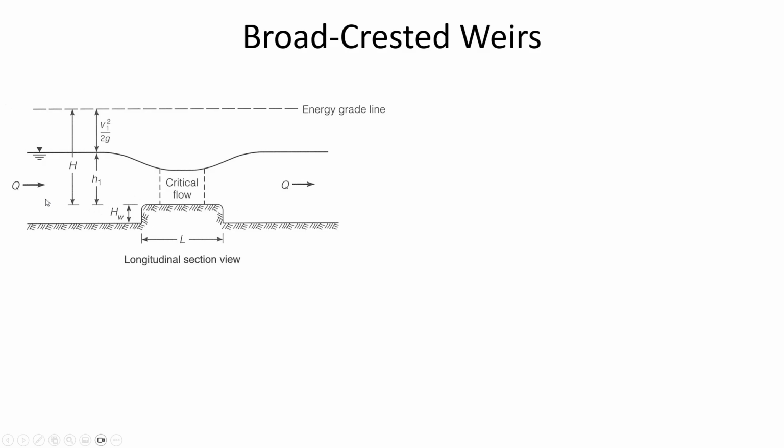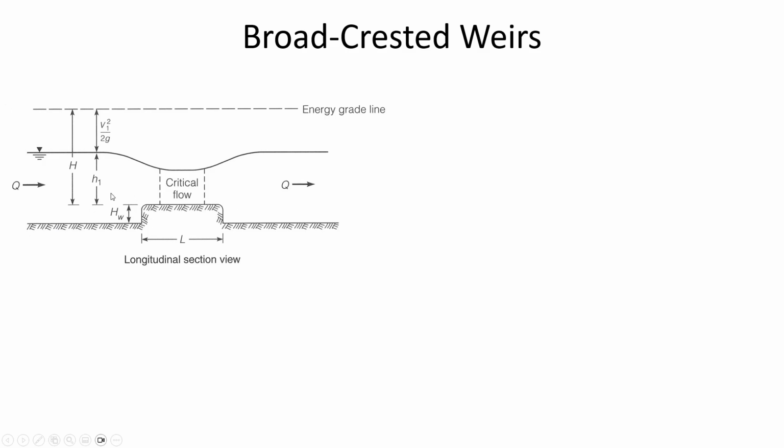But even though it pools briefly upstream, when we introduce this obstruction, the flow rate Q isn't changed. It's just flowing at a deeper depth than it ordinarily would have without the broad-crested weir. So you'll notice here in this diagram it's showing that the energy grade line is the same regardless of whether we have the weir or we don't.